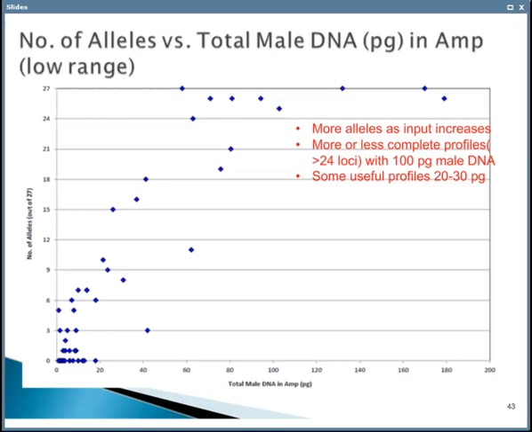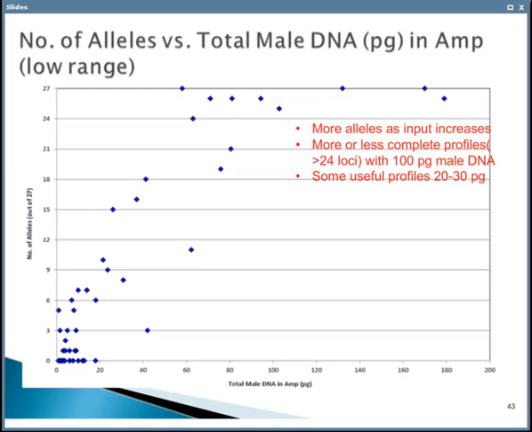You can see there's an increase from 0 input. As you increase the amount of male DNA going in, you get an increase in the number of alleles detected. And so more or less with 100 picograms of male DNA in these challenging samples, remember, they all have very, very large quantities of female, we get more or less complete profiles at 100 picograms or more.